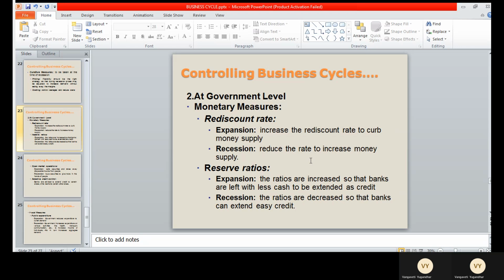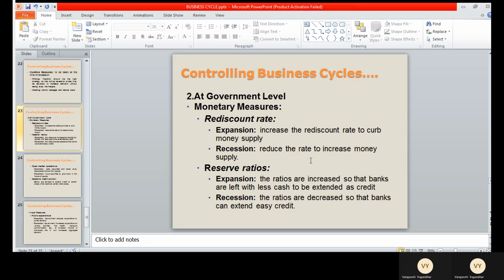First one is monetary measures. So what are those monetary measures? Let us discuss. First one is rediscount rate. If it is expansion, increase the rediscount rate to curb money supply. So money supply has to be controlled. For that, they have to increase the discount rate. If it is recession, reduce the rate to increase money supply. Because they have to increase the money supply, for that they have to reduce the rate of discount. So like you can see, rediscount rate.